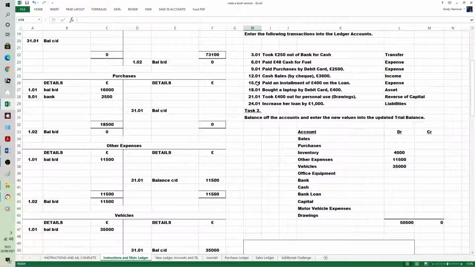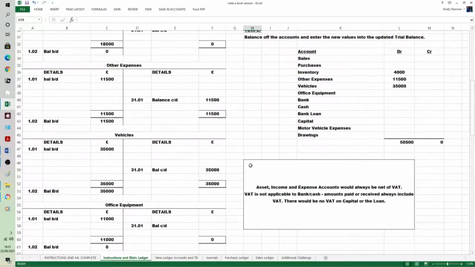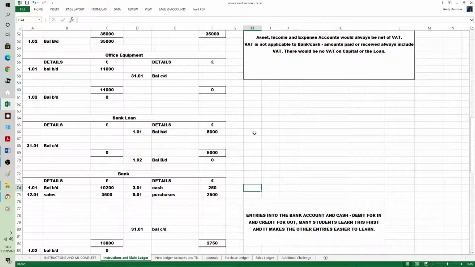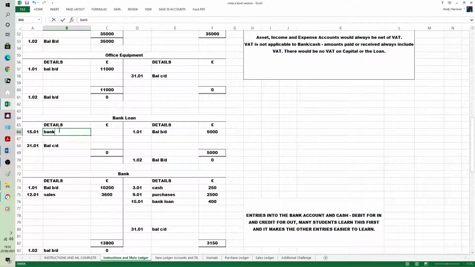And there we are. Now we're paying an instalment on the loan. So they owed 5,000 to start off, I think. So that means it's coming out of the bank, reducing the amount in the bank, but it's also reducing the loan, because it owed 5,000, we now owe £400 less. And it's telling you a story of what's happening here. It did owe that much. If you balanced it off now, it's down to 4,600.